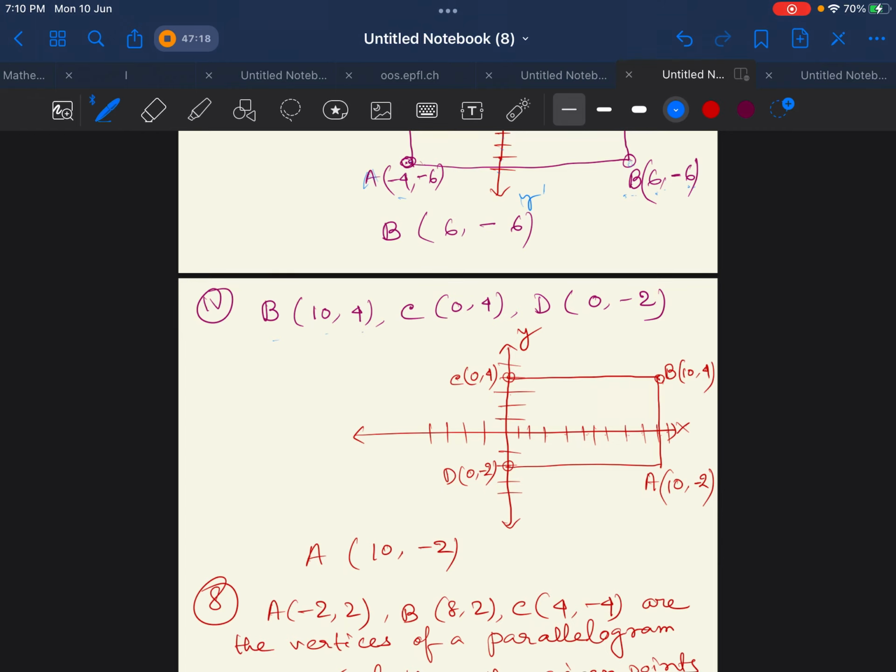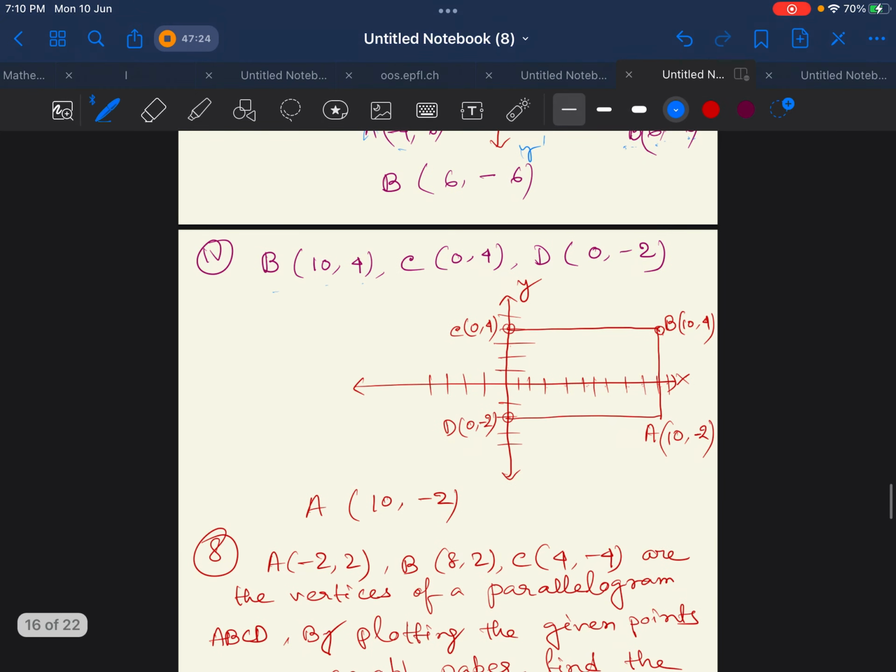Okay, question number 4: B (10, 4), C (0, 4), D (0, -2). Now we have to locate the point B (10, 4). The x value is 10: 1, 2, 3, 4, 5, 6, 7, 8, 9, 10, and 1, 2, 3, 4, the value of y is 4. So the B point is (10, 4). C (0, 4): the value of x is 0 and the value of y is 4. So this point will be located on the y-axis. So this point is here, (0, 4).